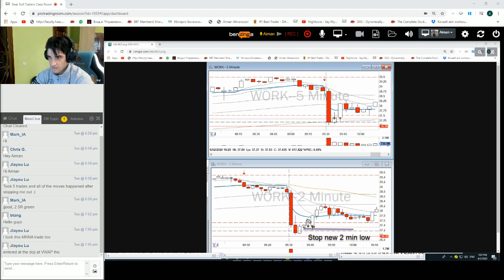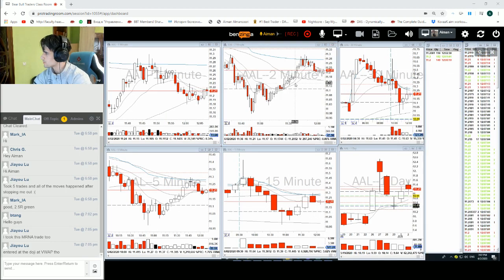This worked in partially really good. And then unfortunately it made a new 2 minute low. This wick right here, it was scary. And I'll show you what was even worse. Let me actually show you Work.